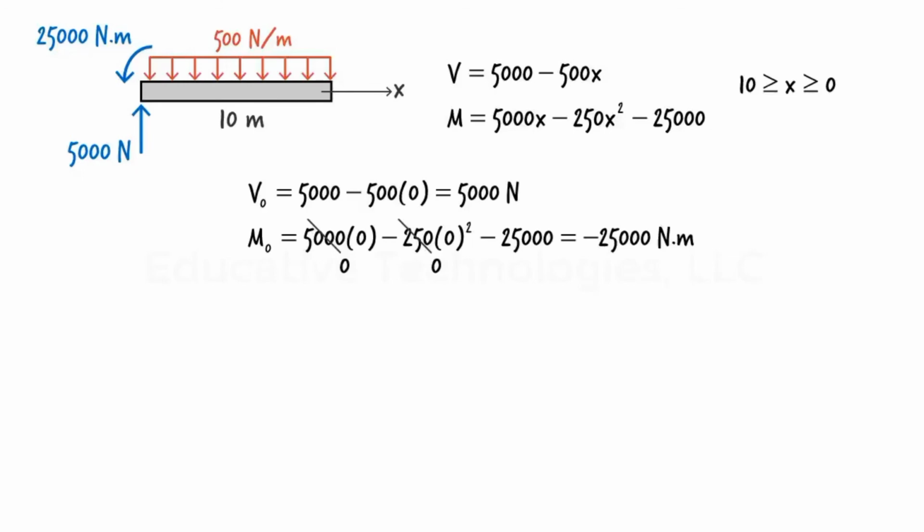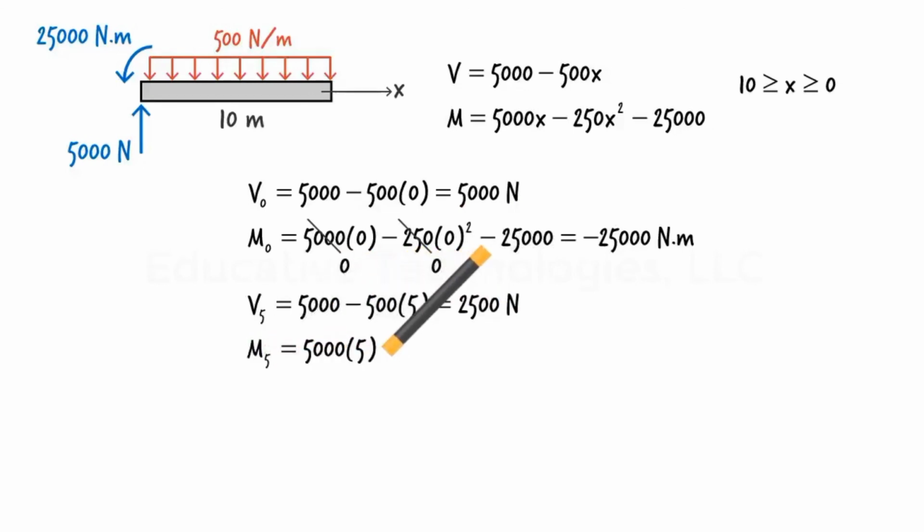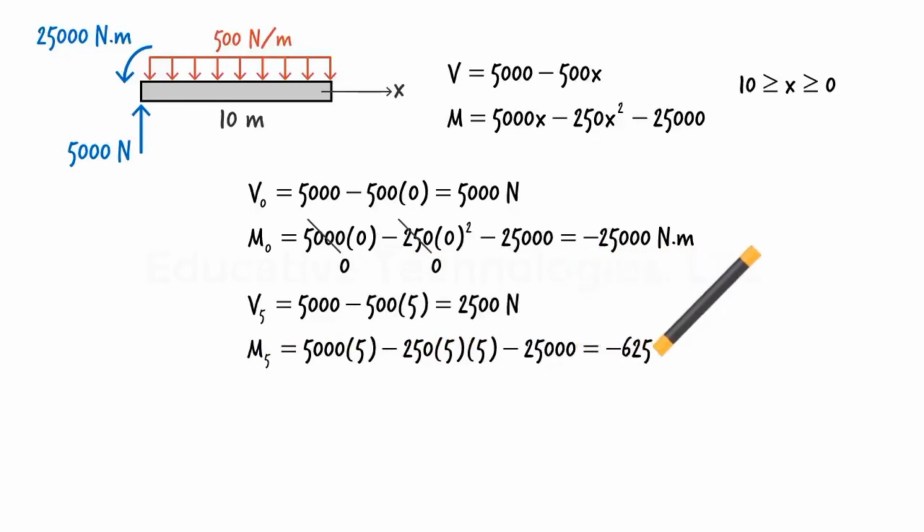What is the shear and moment at the midpoint of the beam where x equals 5? V of 5 equals 5,000 minus 500 times 5, or 2,500 newtons. M of 5 equals 5,000 times 5 minus 250 times 5 times 5 minus 25,000, or negative 6,250 newton meters.